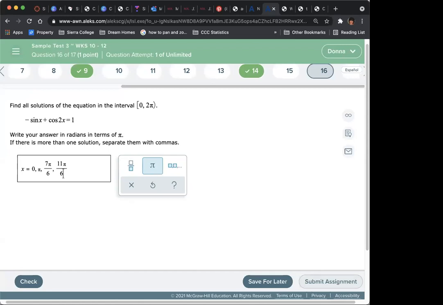Let's check our work. I hope I copied the problem right. Did I have the minus there all along? I did. Okay.